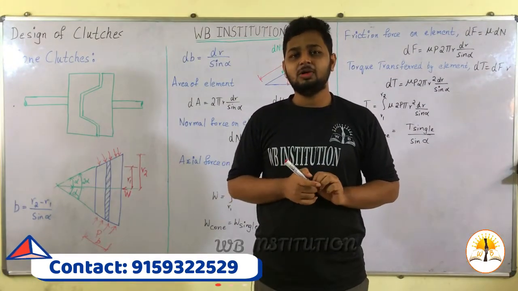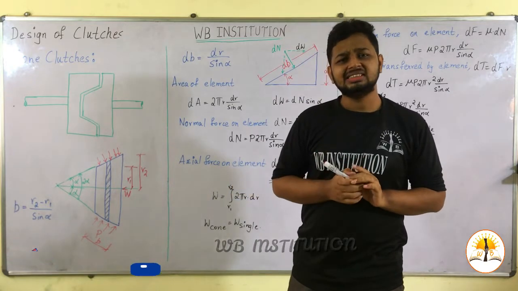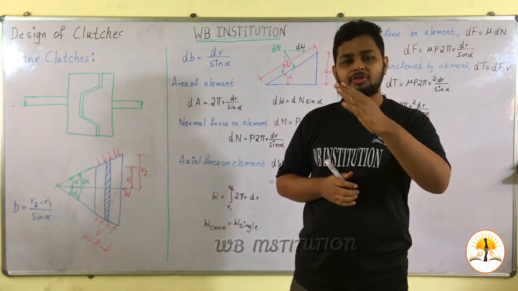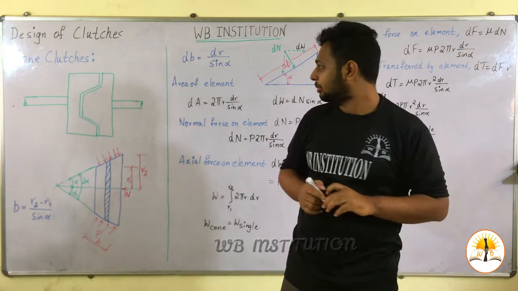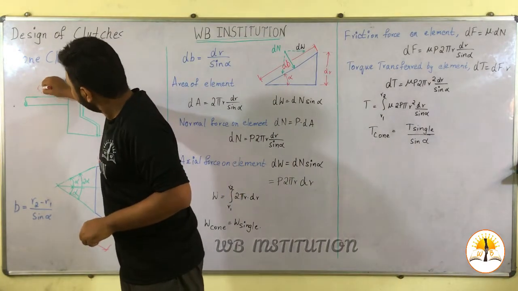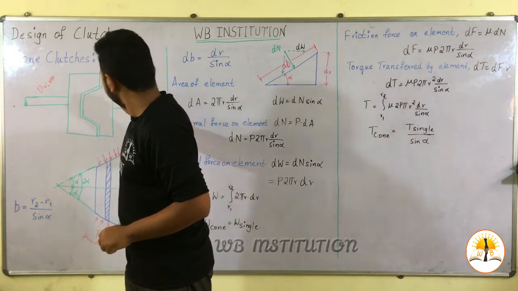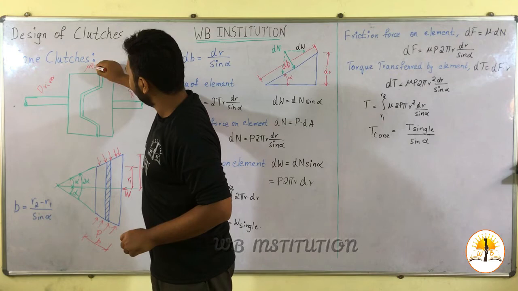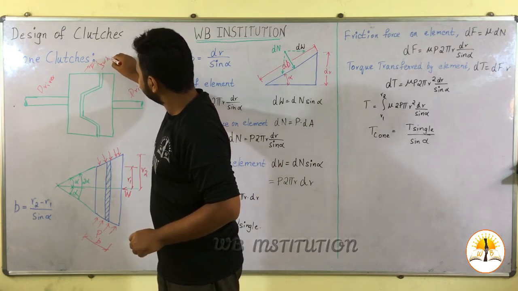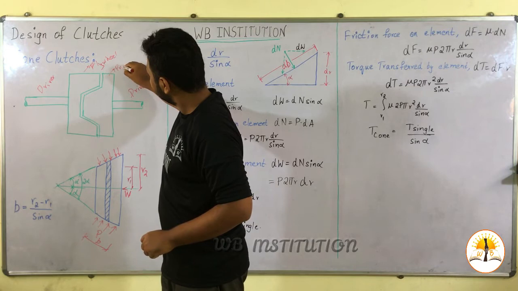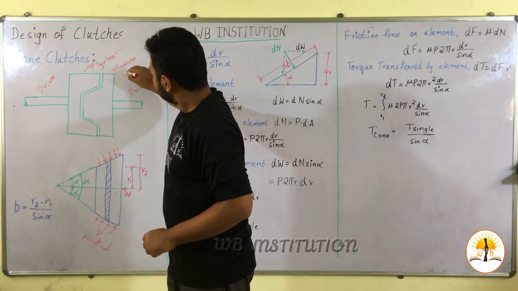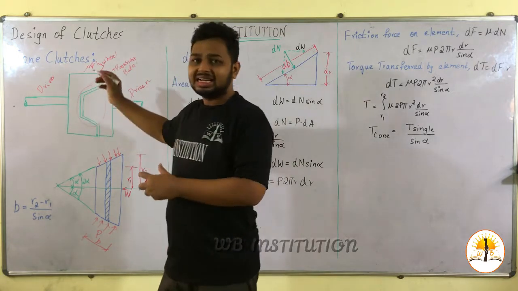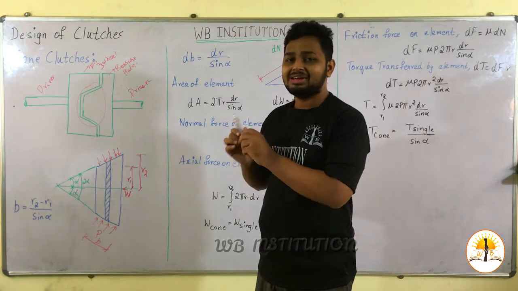Now let us discuss cone clutches. Cone clutches are almost similar to plate clutches, but here the clutch plate will be in a conical shape, as shown here. This is the driver shaft, and this is the driven shaft. These are connected to two plates: one is the flywheel and the other is the pressure plate. This area shown here is known as the clutch engaging plate for the driver and driven shaft.